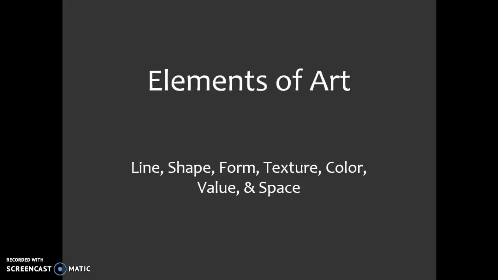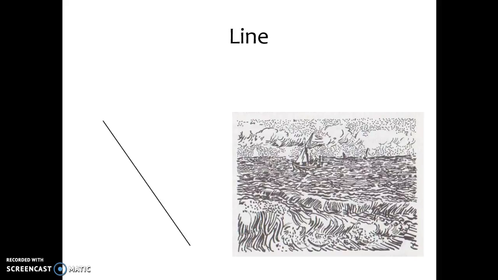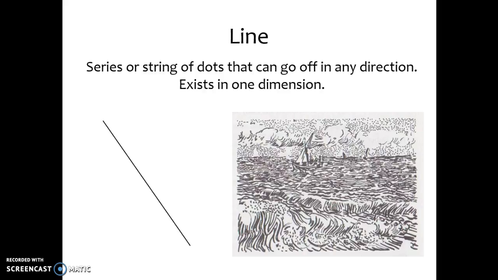In this video, we are going to talk about the element of art called line. A line is a continuous mark made by a series or string of points that can be used to show the outline of a shape, to create texture, pattern, and value, and can suggest a mood.